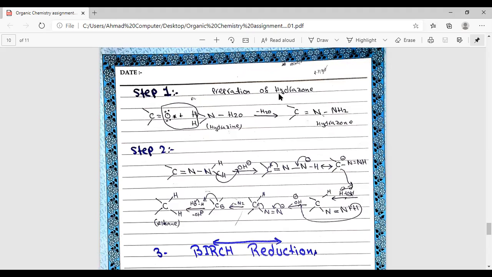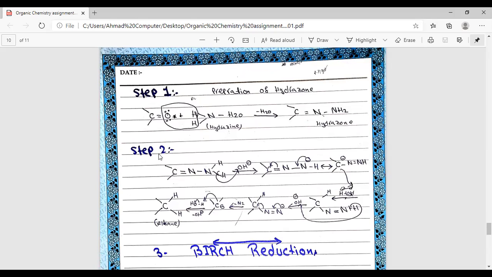In the preparation, in the first step, the carbonyl compound reacts with hydrazine and water is evolved, to form the hydrazone, in which there is a double bond between the carbon and nitrogen.